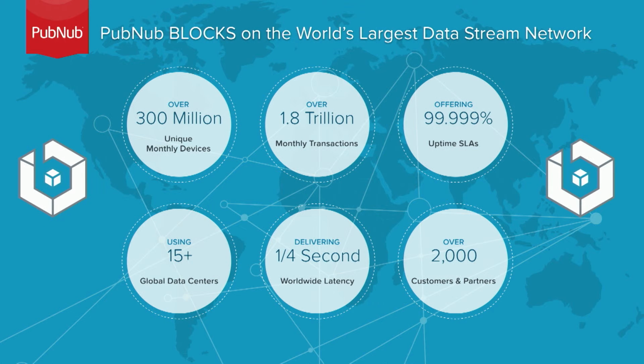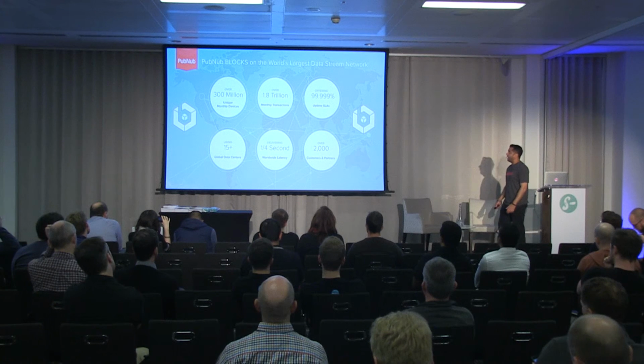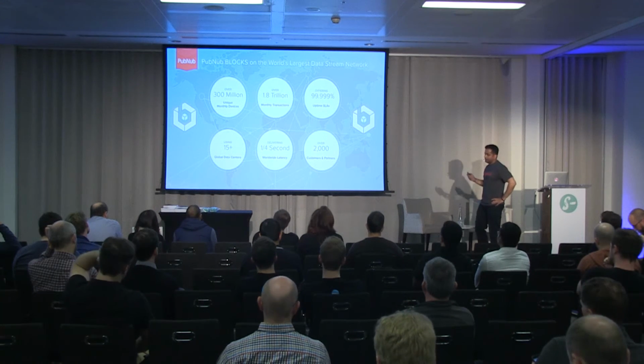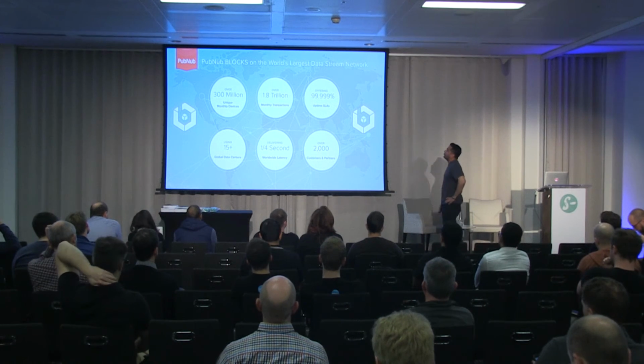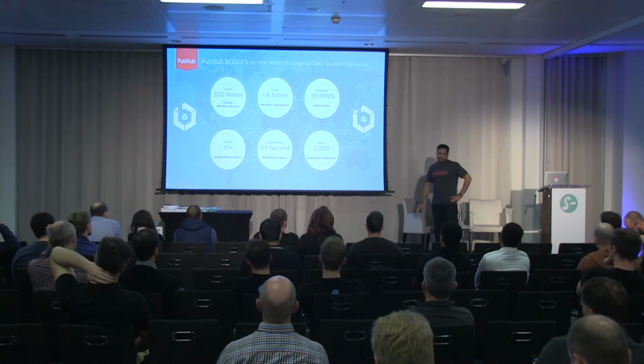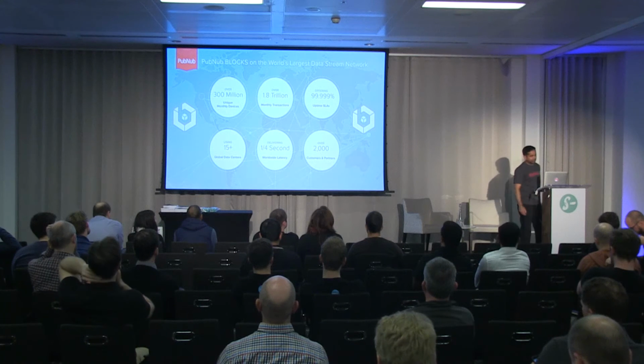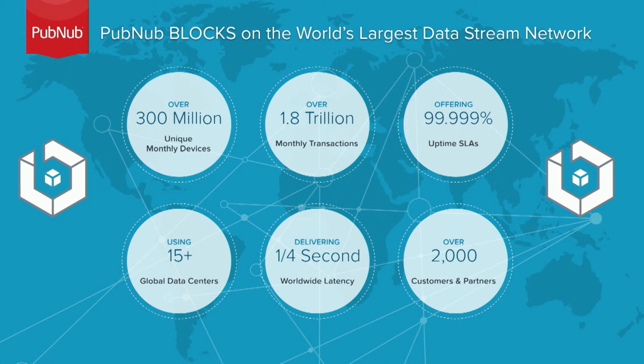So this is just an overview of where we have come, and where we see ourselves going with the introduction of blocks. Currently today, just people using our data stream networks, we have about 300 million devices. As far as messages that go through our network every month, it's about 1.8 trillion messages that we serve up. We are globally replicated across 15 data centers, and the whole promise is that within a quarter of a second, your message should be able to reach your intended target.